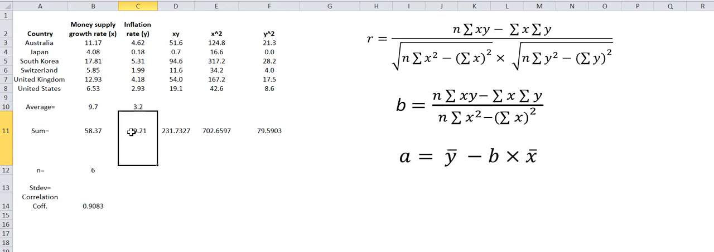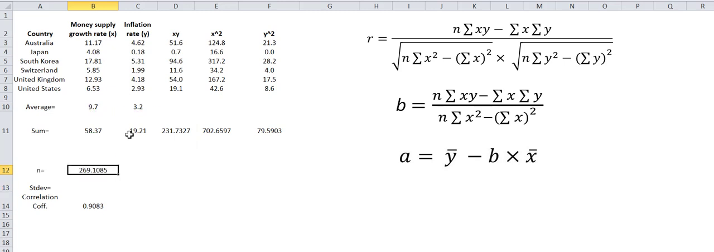So if I input all of these numbers into my big equation here, I should be able to calculate my correlation coefficient, and from this formula my correlation coefficient should be exactly the same as 0.9083. So let's calculate the numerator part here. I know n is already 6, so I'm just going to remove that. 6 multiplied by sigma xy, so sigma xy is right here, minus sigma x, which is right here, multiplied by sigma y, that number is here.